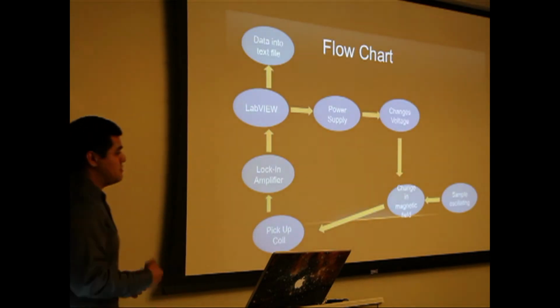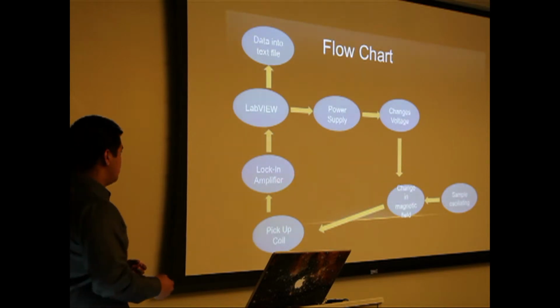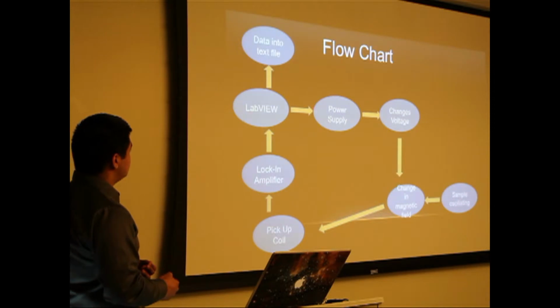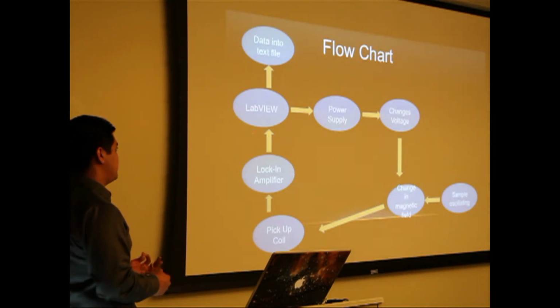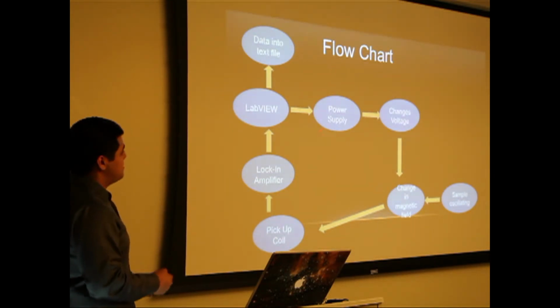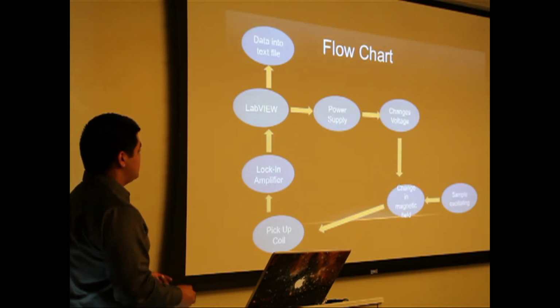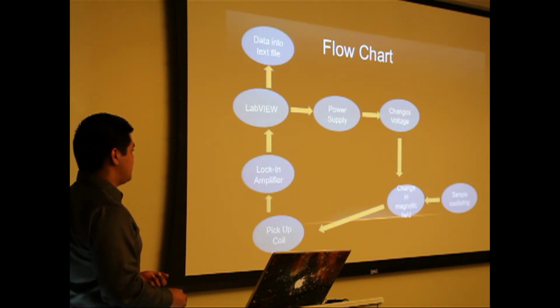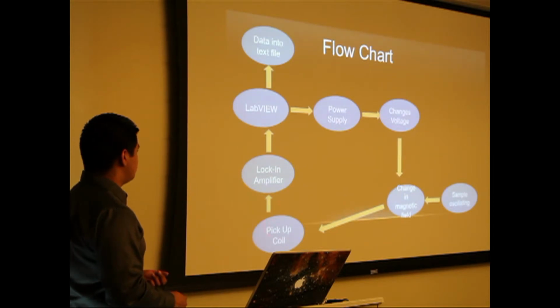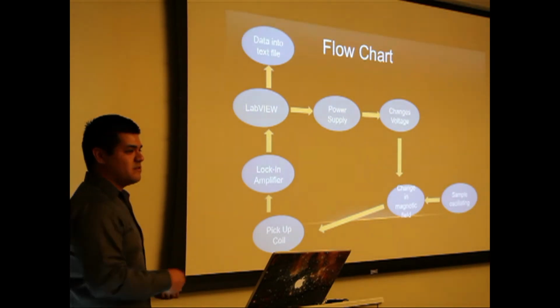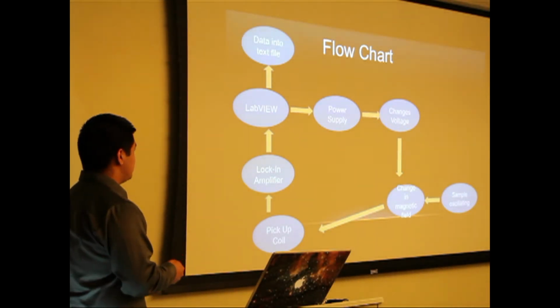So this is how it basically works. Using our experiment here, basically you have LabVIEW, you send the initial and the final voltage to the power supply. The power supply then changes the voltage, and since the sample is oscillating, the changing magnetic field happens, and then the induced voltage is picked up by the pickup coil. The pickup coil sends the information to the lock-in amplifier, which sends it to LabVIEW, and LabVIEW extracts that and puts it in a text file for you to graph it out and get your data.